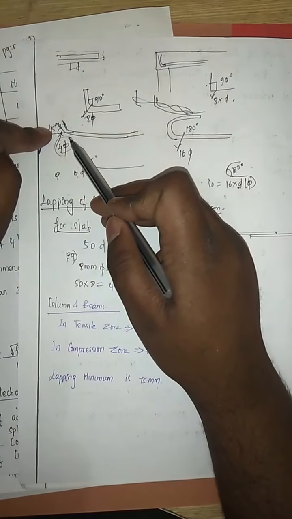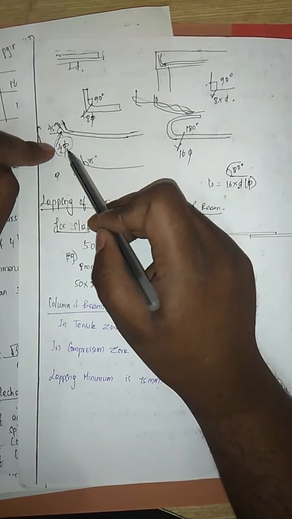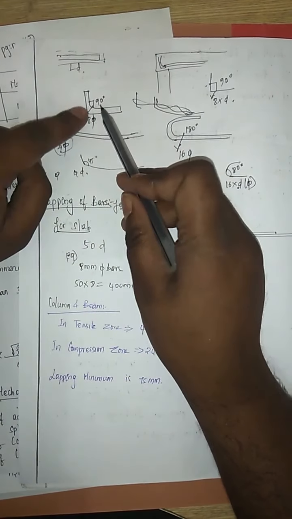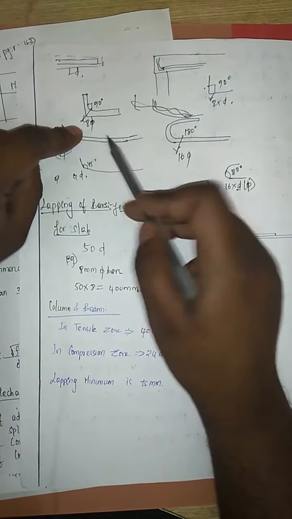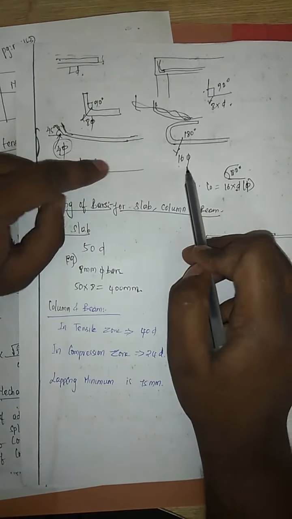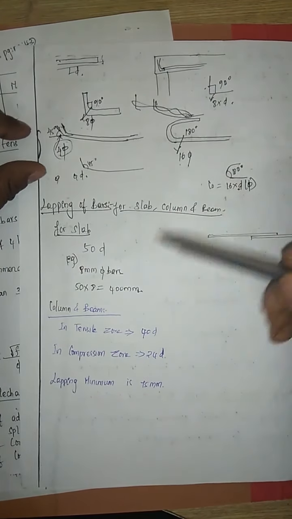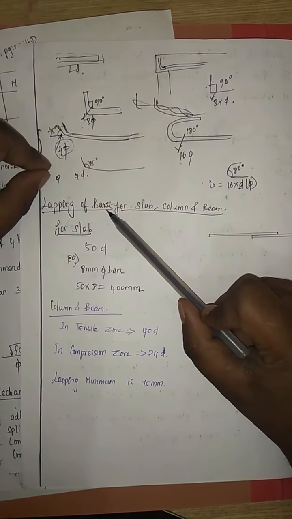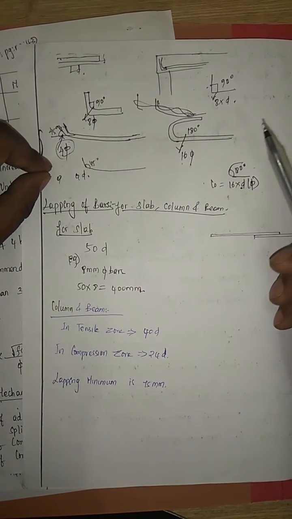If it is bent in 45 degree, it is 4 into D. 90 degree means 8 into D, or 8 phi. 180 degree means 16 into phi. Understand anchorage value. Next one, lapping of bars for slab, column and beam.